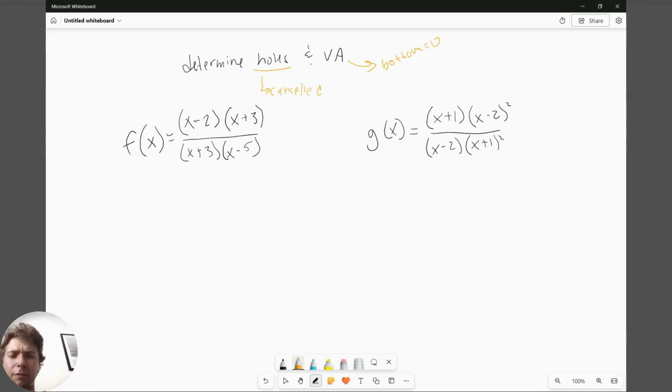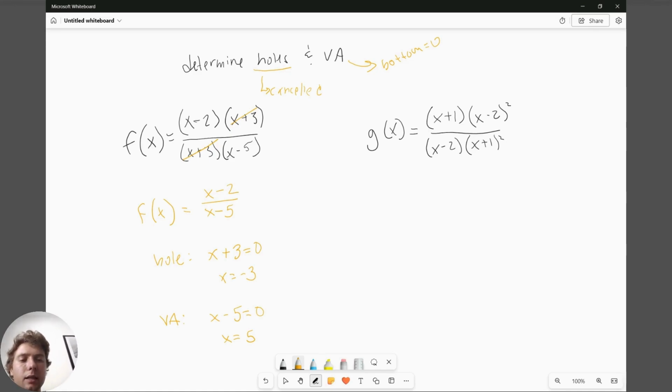Well, notice for f of x, you could cancel the x plus 3's, and all you're left with then is x minus 2 over x minus 5. So what the holes and asymptotes are is I would have a hole at the canceled part of x plus 3 equals 0, so there's a hole where the x value is negative 3. Your vertical asymptote is the bottom. The bottom is x minus 5. If I were to add the 5 over, there'd be a vertical asymptote at x equals 5. Right? So pretty basic idea.